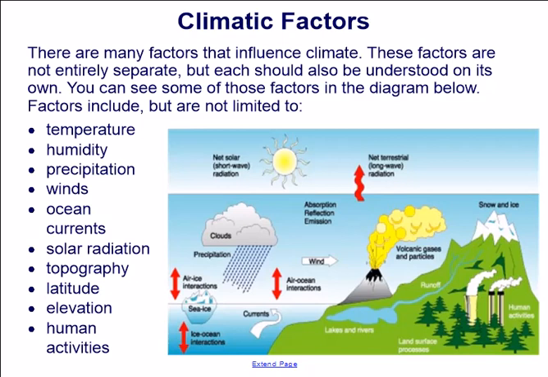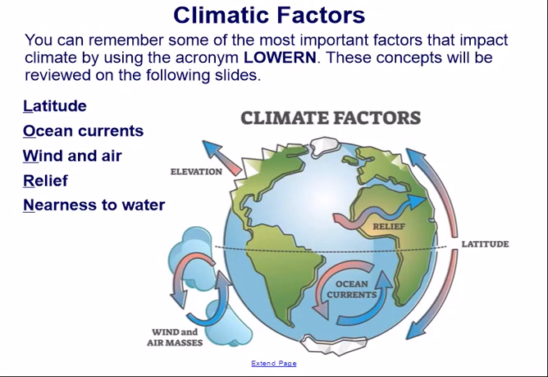Factors include, but are not limited to, temperature, humidity, precipitation, winds, ocean currents, solar radiation, topography, latitude, elevation, and human activities. You can remember some of the most important factors that impact climate by using the acronym LOWERN, L-O-W-E-R-N. These concepts will be reviewed on the following slides: latitude, ocean currents, wind and air, relief, and nearness to water.